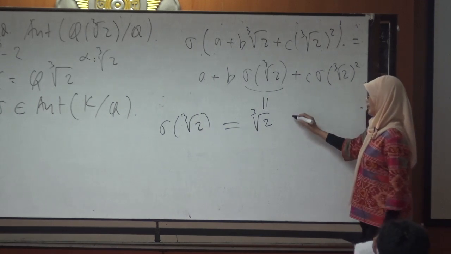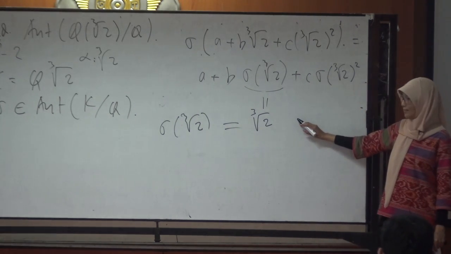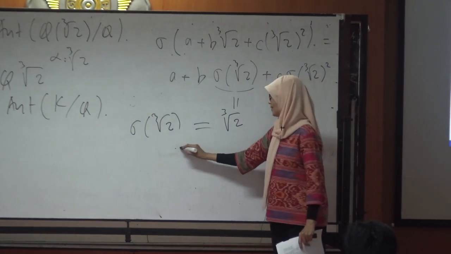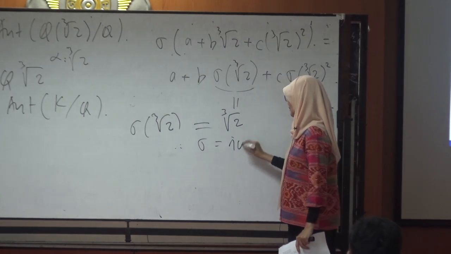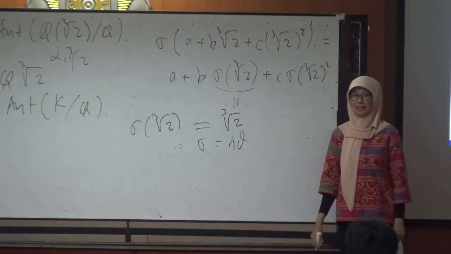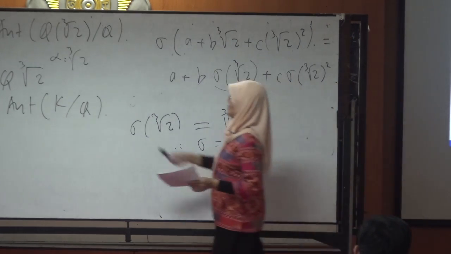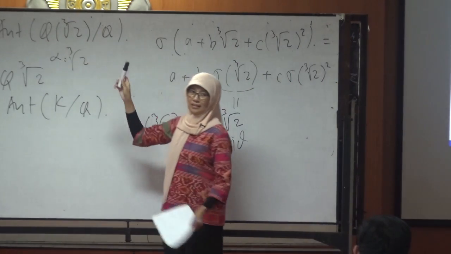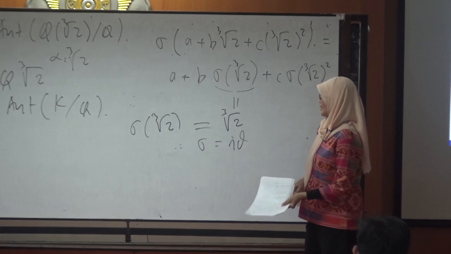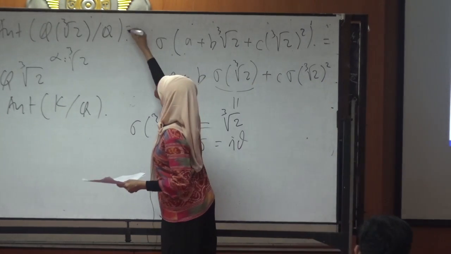So what happens if we have this situation? It means sigma is identity. So the only possibility of element in this automorphism group is identity. So we only have the singleton.